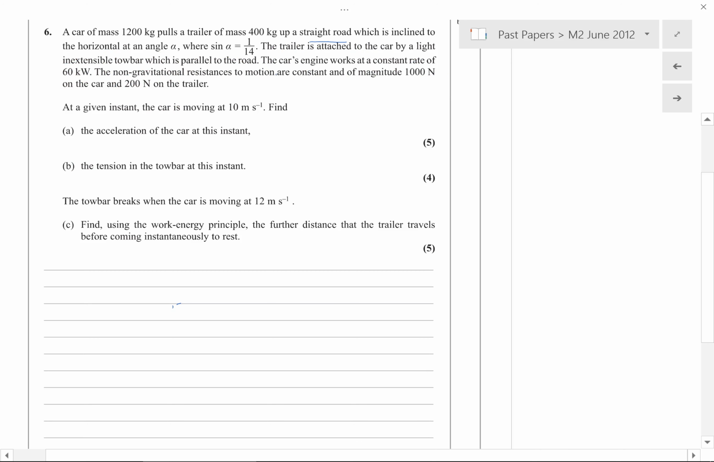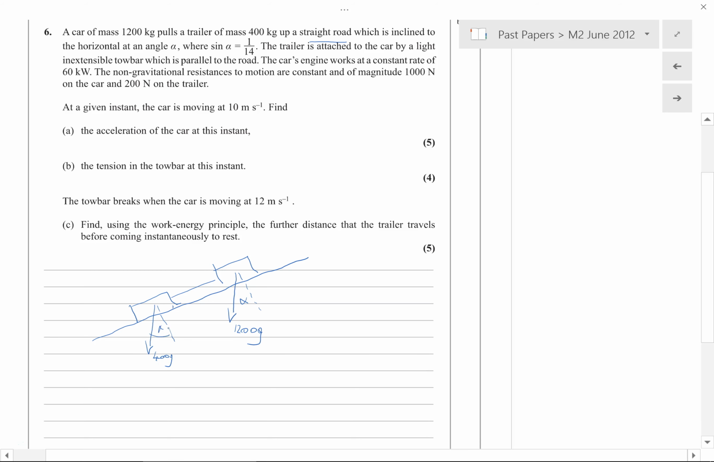So okay, let's just draw my little trailer pulled by a car. The car has mass 1,200, so therefore weight 1,200g, inclined at an angle alpha. The trailer has mass 400, therefore weight 400g, inclined at the angle alpha.